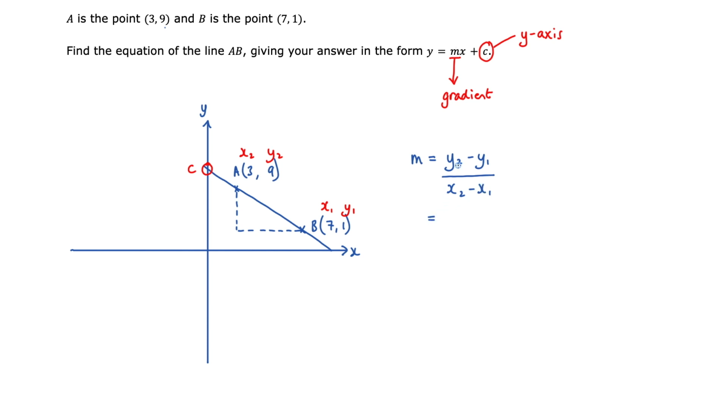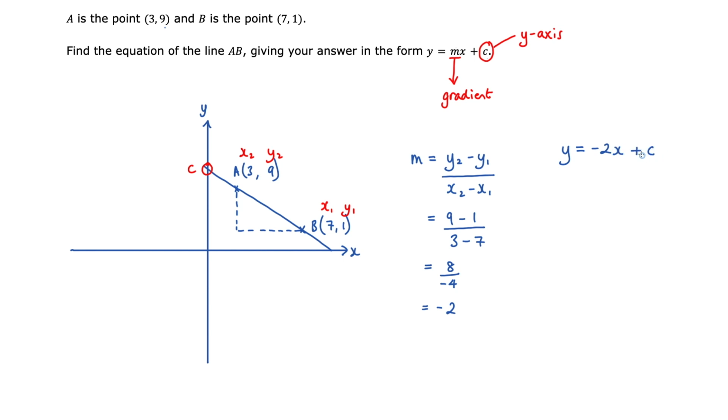Well, substitute in the values for y2, which is 9, y1 is 1, the x2 value is 3, and the x1 value, that is 7. 9 minus 1 is 8, 3 minus 7, that's negative 4. So 8 divided by negative 4 is negative 2. So the m value is negative 2. The gradient is negative 2, and we can see that it is in the negative direction. So what we've got so far is that y equals m, which is negative 2, x plus c.